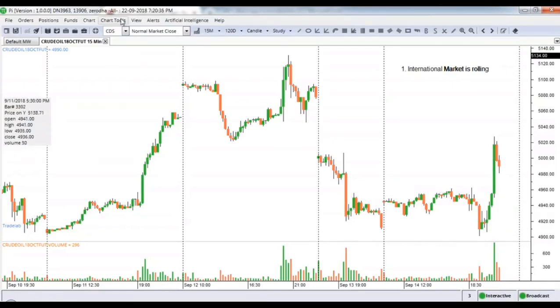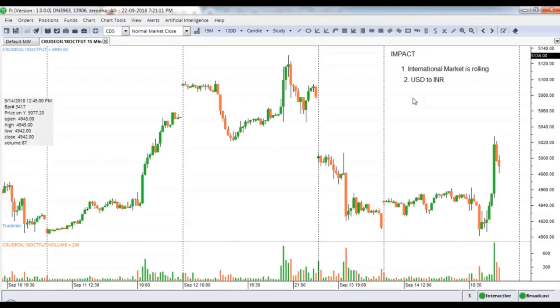And the second thing is that in the international market we are trading in dollars, and in our domestic commodities market we are trading in INR. So this USD to INR will be impact number two. Is this understood? Does it make sense? Yes, sir.